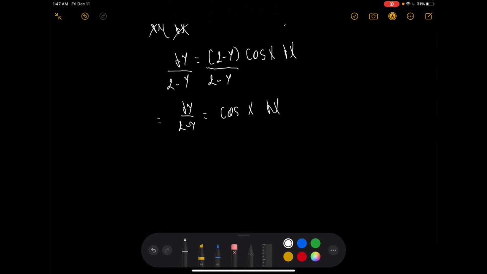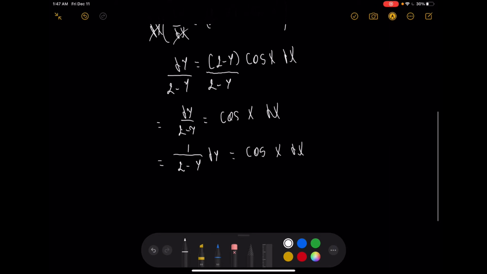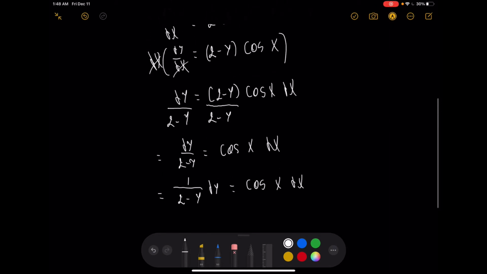And so now we can go ahead and integrate both sides. But before I do that, I'm going to rewrite this as 1 over (2 - y) dy equals cos(x) dx. This is why we needed to separate this differential equation, because we can get it into this form in which we can now integrate, and that's basically what separation of variables does, right? We just want to separate this equation into its variable form in a way, and that way we can go ahead and integrate.